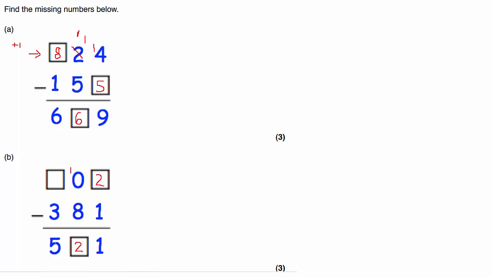And then finally, well, 5, if the answer's 5, we've took 3 away from something to get 5. That would be 8 normally, wouldn't it? But we've borrowed 1, so a bit like the previous one. So if you're not sure with these, you can always add up the answer with what we've took away. So in this instance, 521 with 381, just to make sure that it comes to 902. And above, same thing, 155 plus 669.